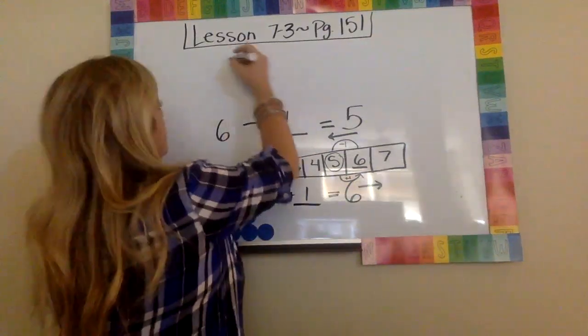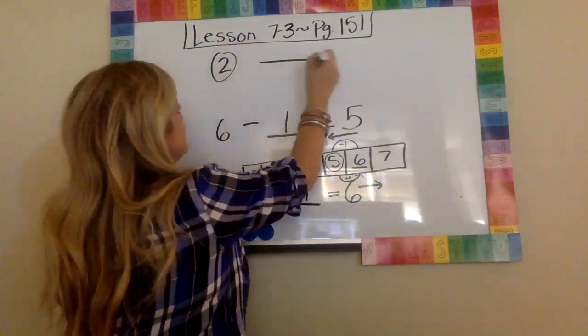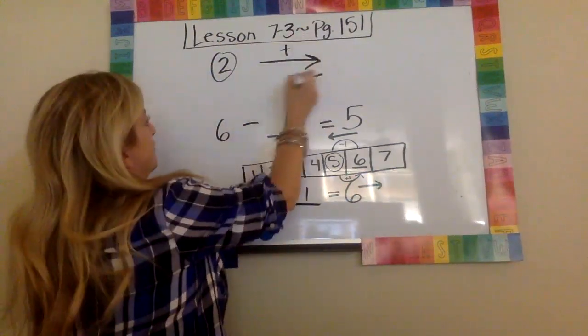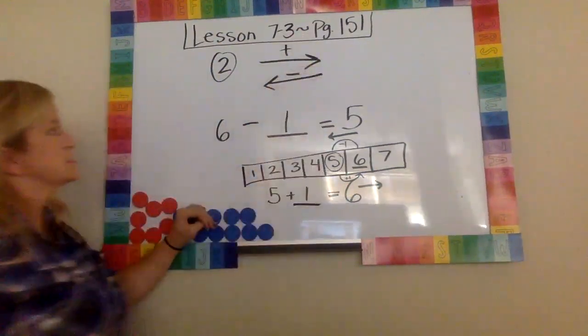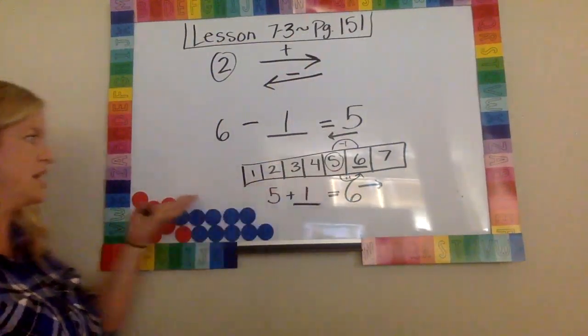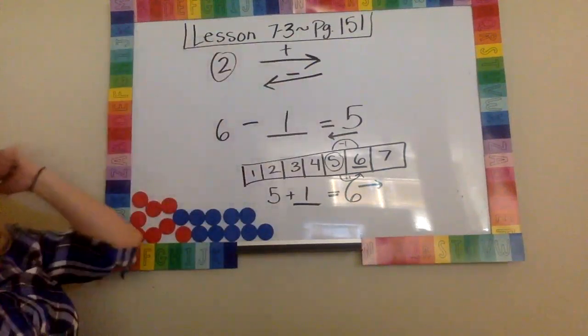So this way on number 2, all I want you to write is this direction. I want you to draw that arrow and put a plus. And then on this arrow, I want you to put a subtraction. The numbers are getting smaller because you're taking away as you move left.